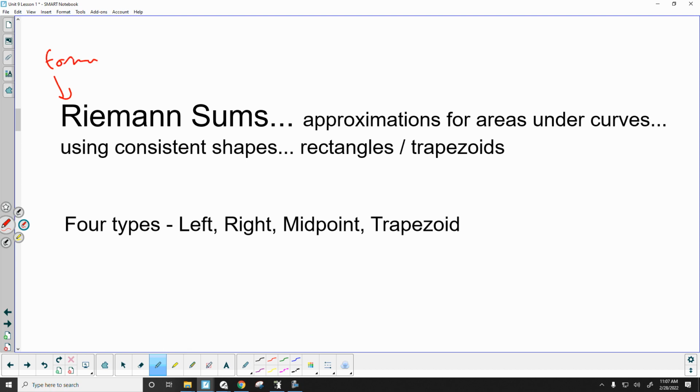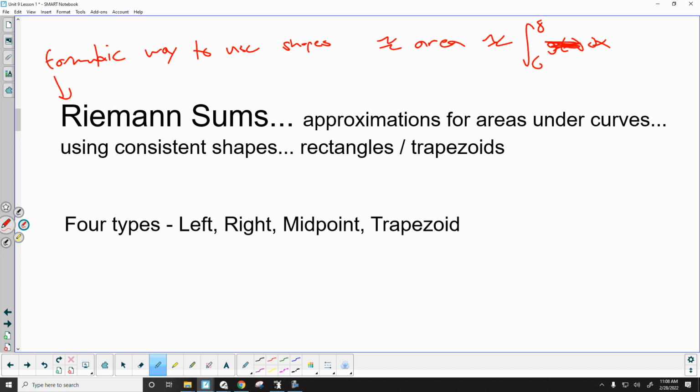So it's like a formulaic way to use shapes to approximate areas, where areas are approximating integral, accumulation, antiderivative even, whatever that is. Got it? Okay.